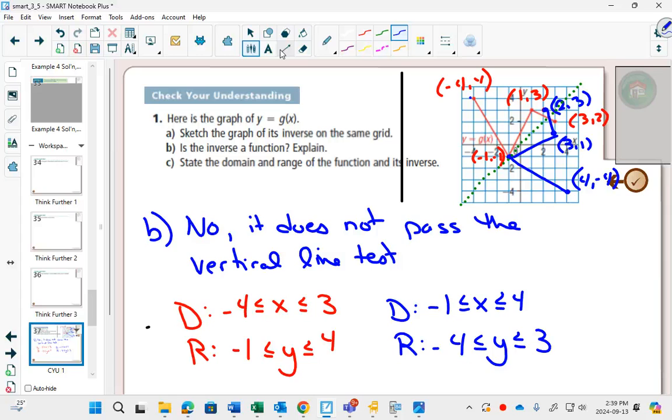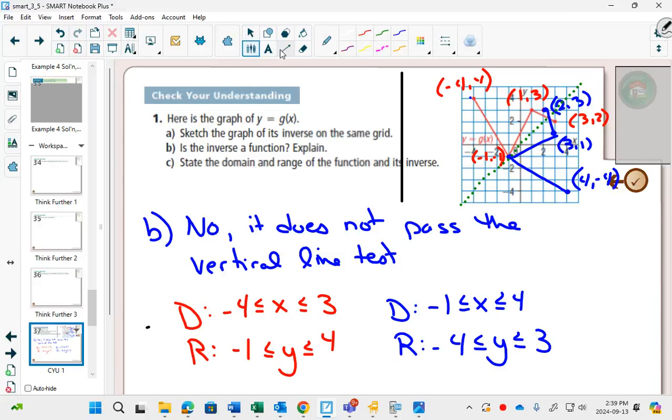And I want you to notice that the x's and y's got switched here as well, right? Domain are your x values. Do you see that your x values are the same as your range? And the range were your y values, they became your x values. So domain and range get switched as well in an inverse function.